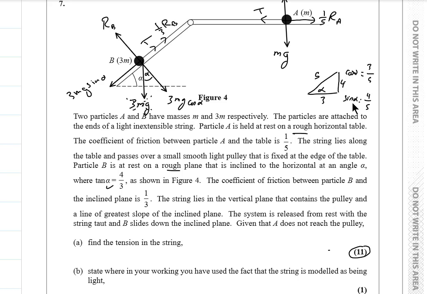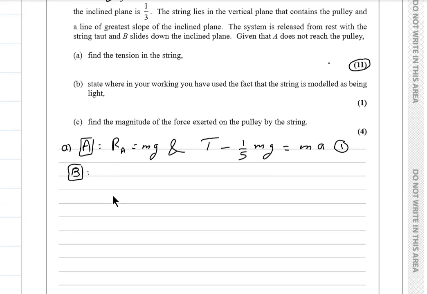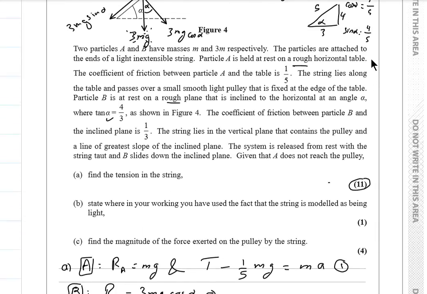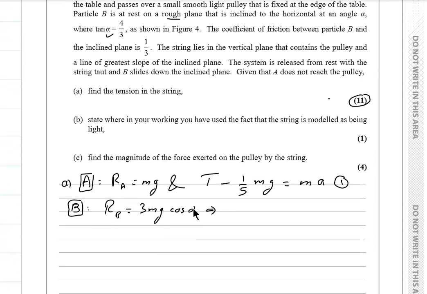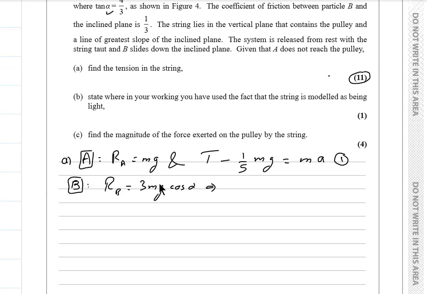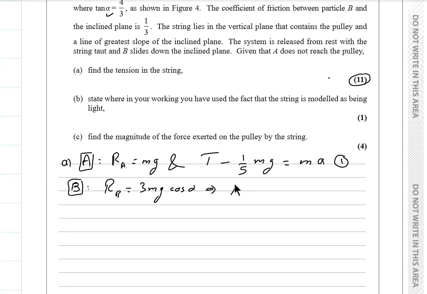So we can write R_B equals 3mg cosine alpha. But cosine alpha equals 3/5. So we can write it as 3/5 times 3, which is 9/5 mg. So R_B equals 9/5 mg.